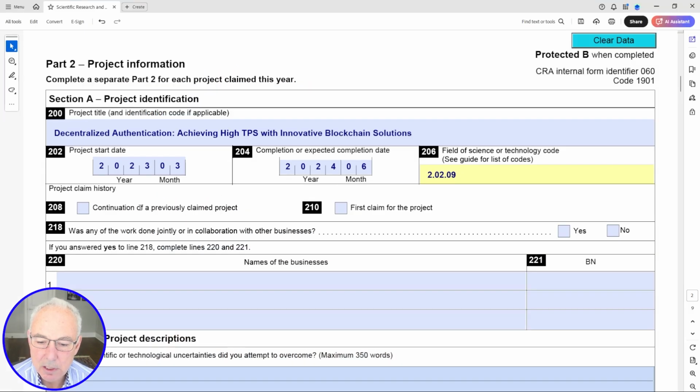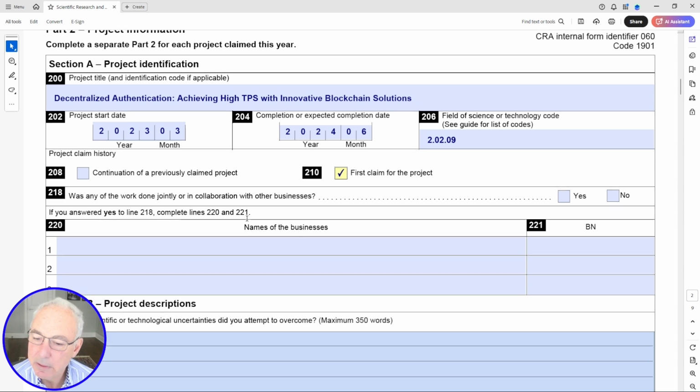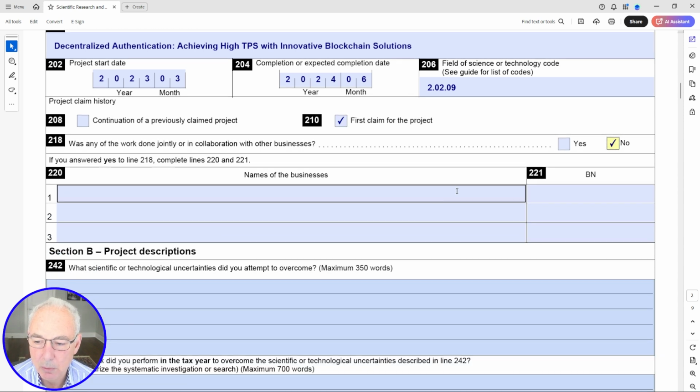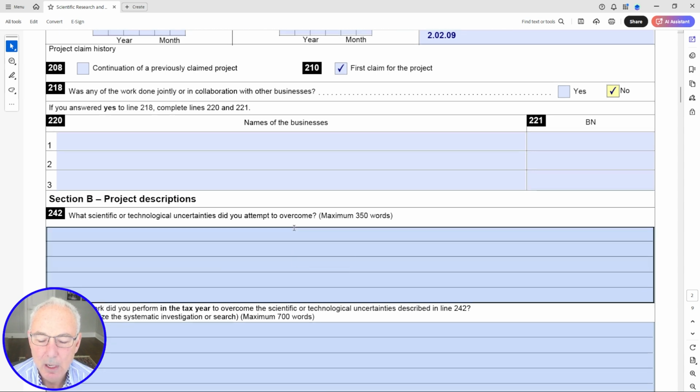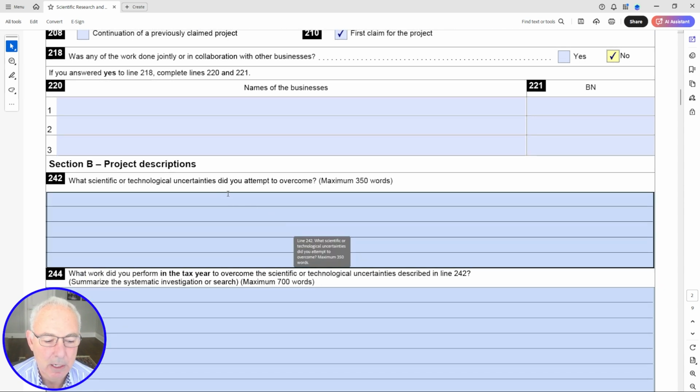This is not a continuation of a previously claimed project. It's the first time we're claiming it, so we'll click on this button over here. We didn't do the work in collaboration with any other businesses. If you did, you would need to enter the information here. And now we're going to get into the project descriptions.